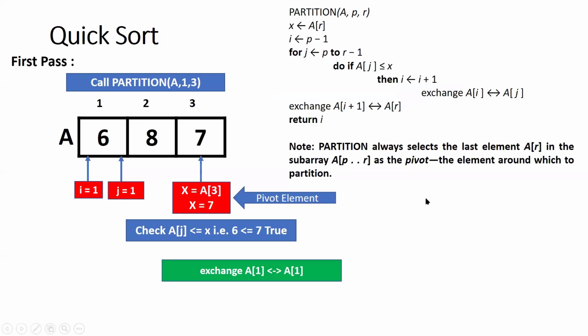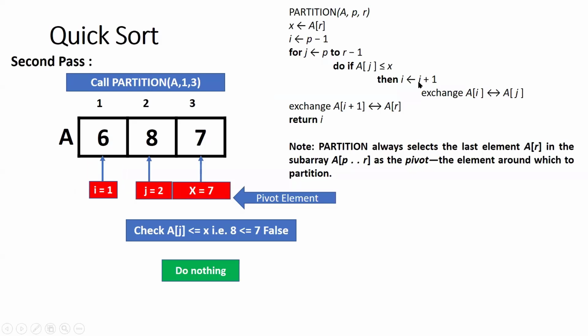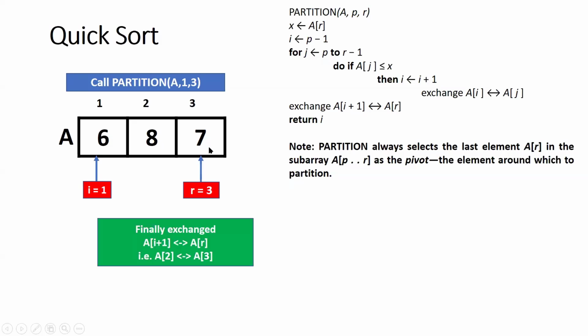Now increment J by 1, so J is 2. 8 is less than 7? No. Then what will happen? Do nothing. Clear? Now I is 1. So exchange A[I plus 1], that is 2, with this R. So 7 will come at position 2 and 8 will come at position 3. Clear? And return I.